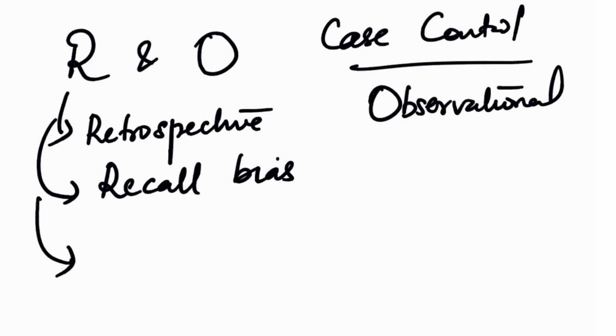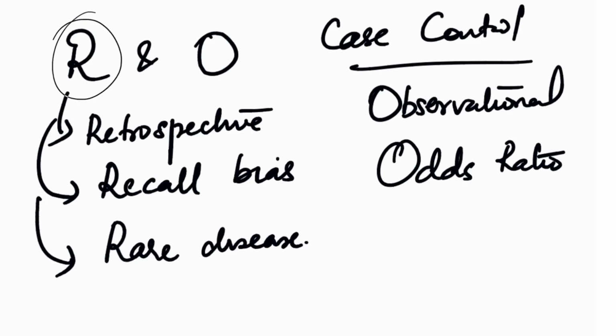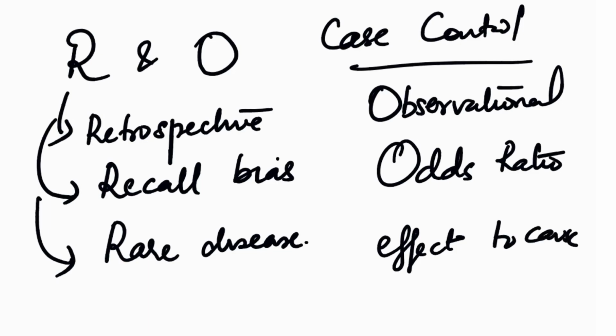Yes, the demerit is recall bias. Rare disease, we learned that, rare diseases. Then another O, yes, odds ratio. We measure odds ratio with case control. So this is a small way R and O comes in case control. This is a small way that you can remember all these points that I just told you. It goes from the effect to the cause. We are going to find the risk factor.